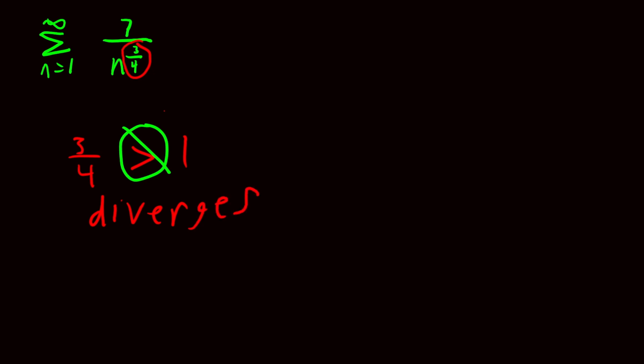A lot of people get tripped up, like, oh, there's a 7 in there. Don't. It doesn't matter, because if you think about it, it's the same exact series. You're just multiplying everything by 7. So if it's going to converge in the first place, it's going to converge when you multiply by 7.